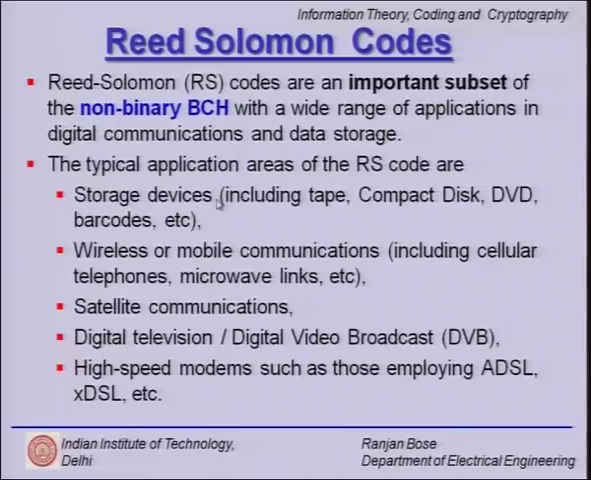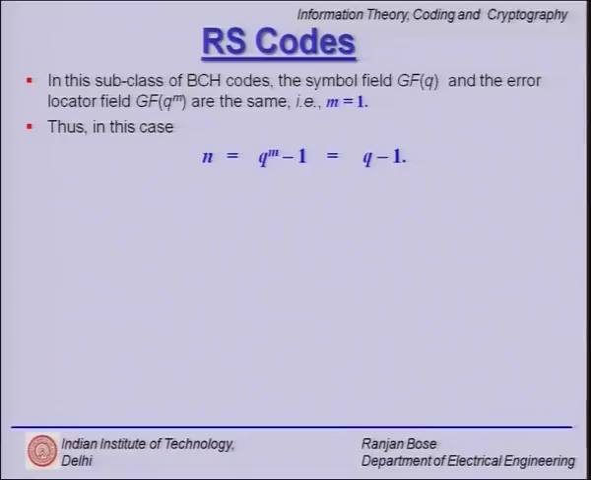The applications are at many places, including a lot of storage devices using CDs, DVDs, barcodes, they all use Reed-Solomon codes, because of their burst error correcting capability. Wireless channels and mobile communications also employ Reed-Solomon codes, so do satellite communication and deep space communications, including digital TV and digital video broadcast DVB standards, and ADSL, XDSL also use some form of Reed-Solomon codes. So, they are present everywhere. They are a very strong class of codes and we are going to understand how they work today.